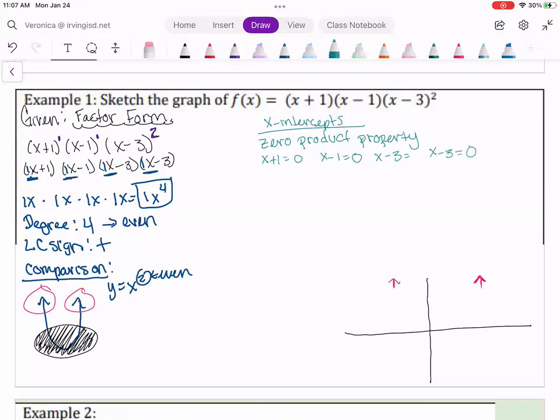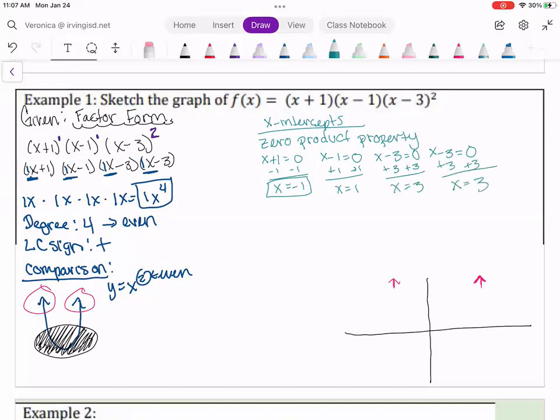So I'm just going to do each factor that I have, right? And then zero product property means you're going to solve for x. So we take away 1 from both sides. So x equals -1. There's 1. Add 1, add 1. So then x equals 1. Add 3, add 3. I forgot the 0 there. So x equals 3. And then add 3, add 3. And then x equals 3.